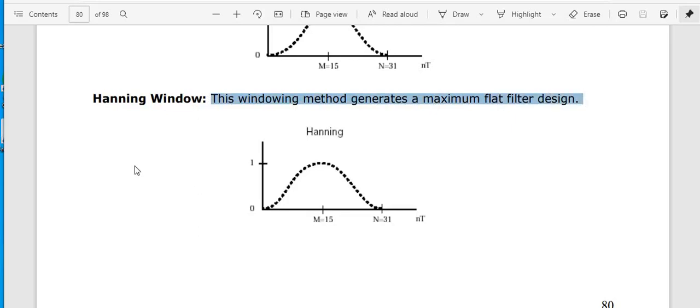The rectangular window. The problem with the rectangular window is that it has a large number of ripples. That can be overcome by using the triangular window.